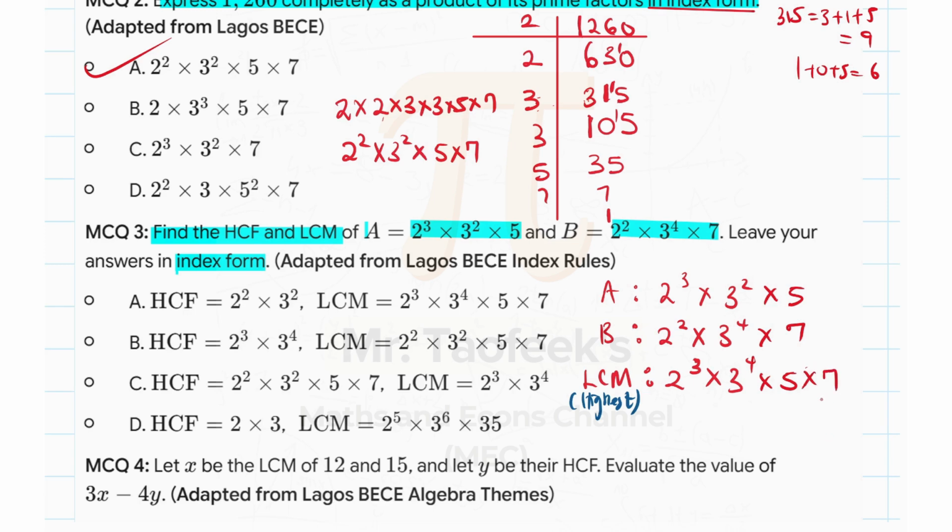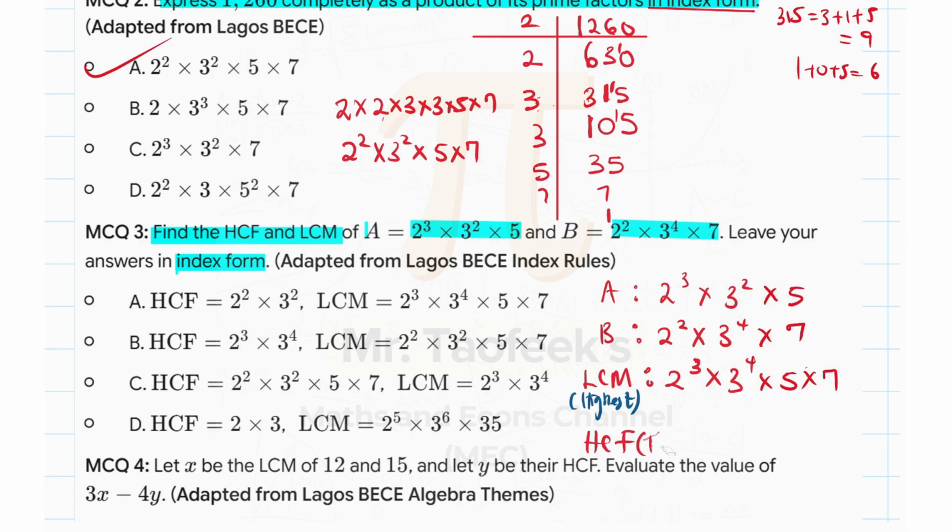So for LCM, when you have your numbers in index form like this, if a particular number only appears in one of them, maybe 5 only appears in A and doesn't appear in B, you have to write it. If any prime factor appears in only one of them, you just have to write it. And that's your answer. That is all you have to do. Now the HCF, on the other side, you're looking at the lowest.